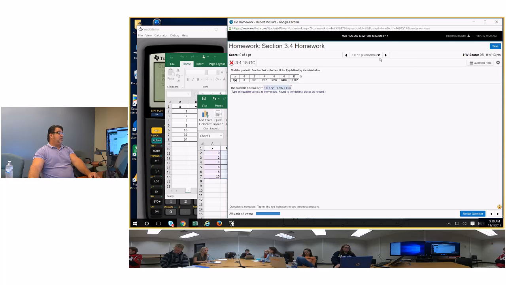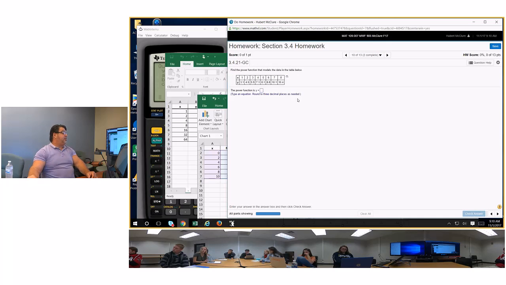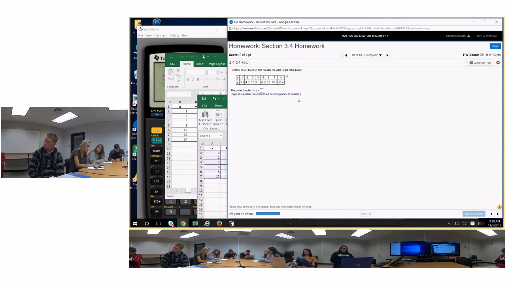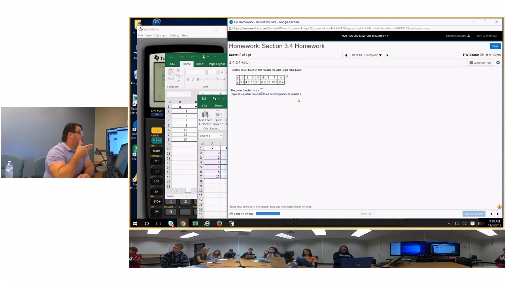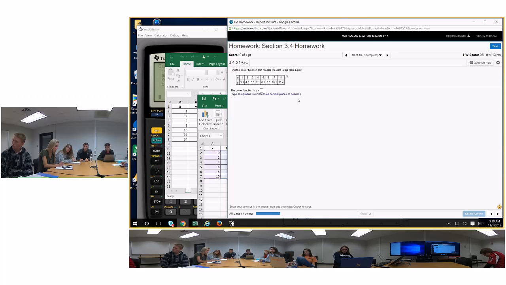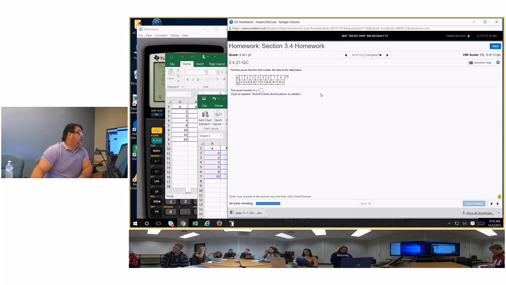All right, let's look at another question. I want to try to get a power question. Okay, here's one. Write this one down. Find the power function that models the data in the table below. Is that 3.421? 3.4, number 21. Yes, right there in the corner. And I'm going to click on that, open in Excel. I hope it don't ask any stupid questions like that last question did. That was a stupid question.